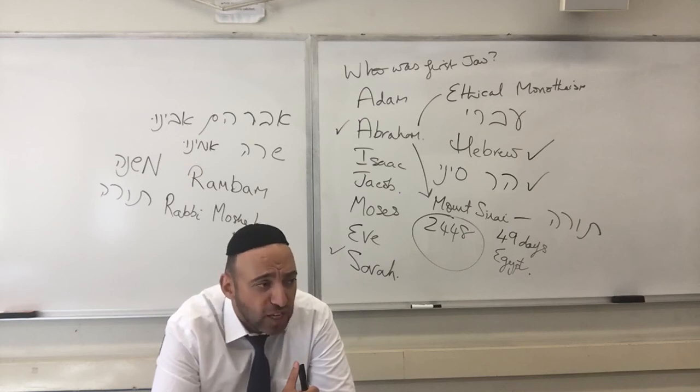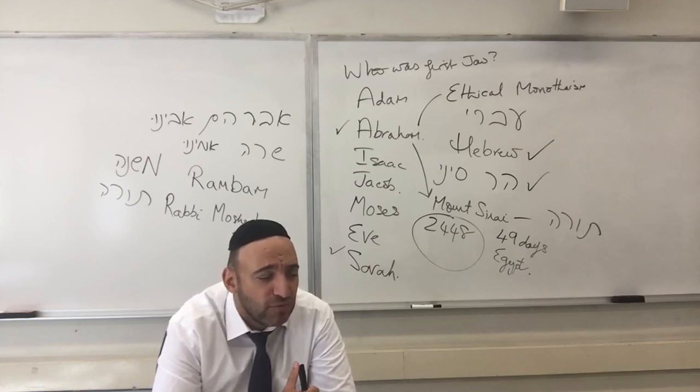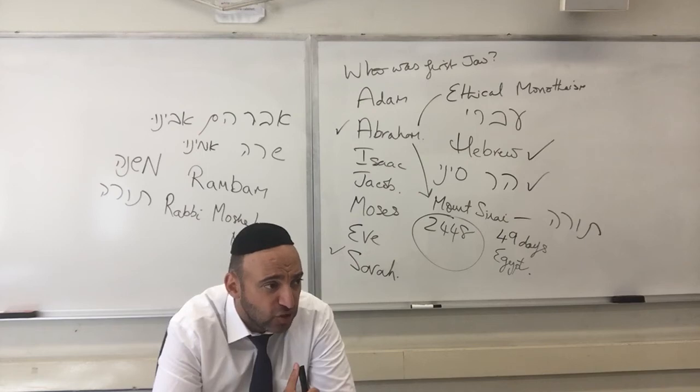Actually, the word ovdei kochavim literally means worshippers of the stars. That's the literal translation. That's the general term for an idol worshipper. Star worshippers. There are many religions that were founded upon star worship.